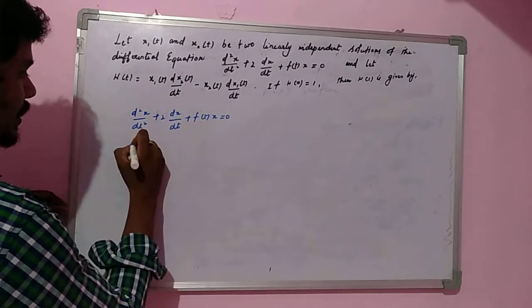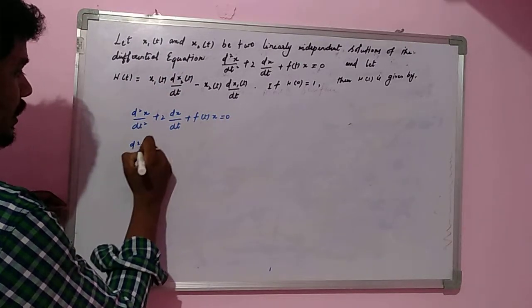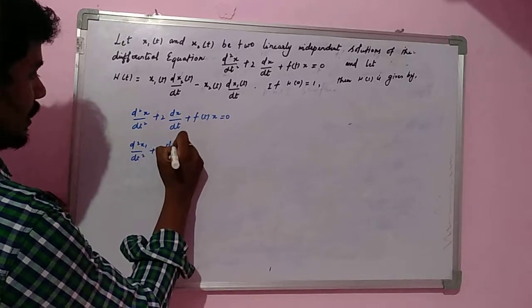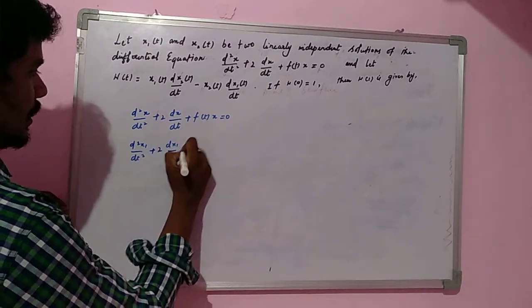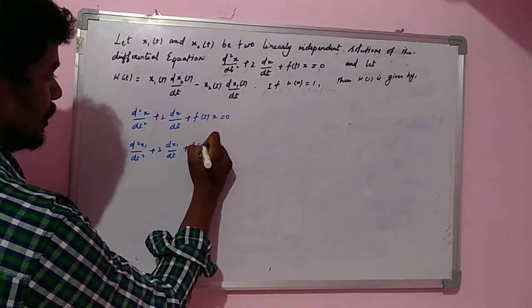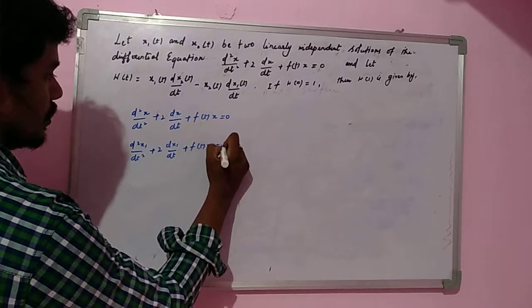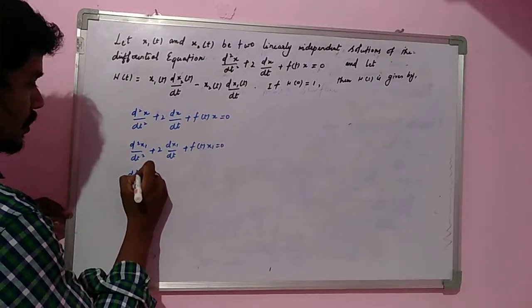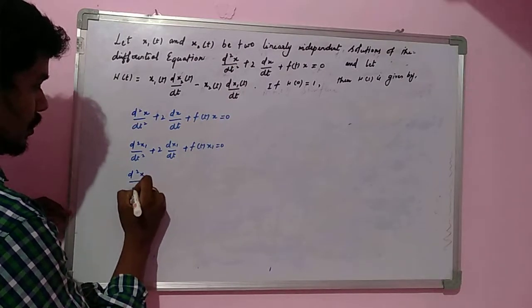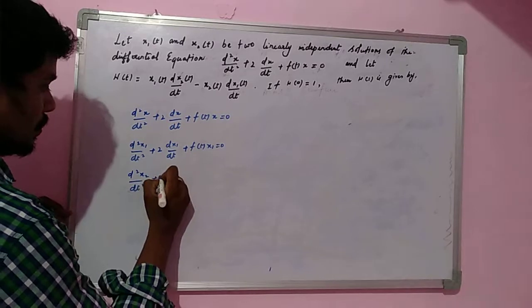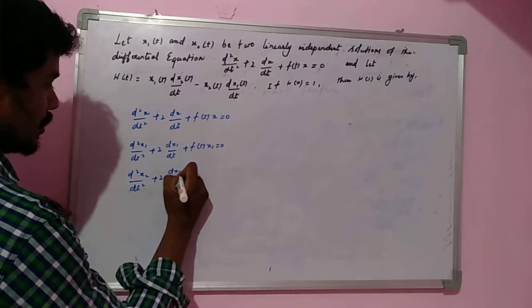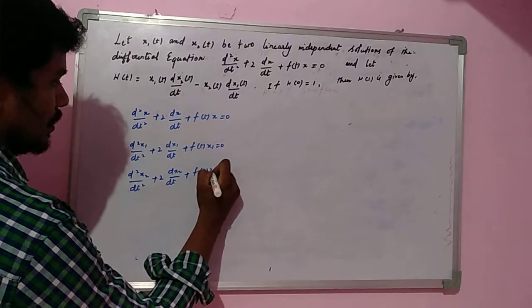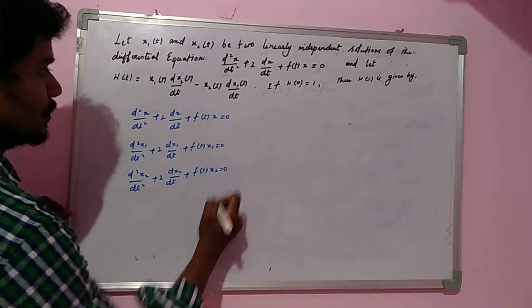Write the x1(t): d²x1/dt² + 2 dx1/dt + f(t)x1 = 0. Next, x2(t) is the solution, so d²x2/dt² + 2 dx2/dt + f(t)x2 = 0.